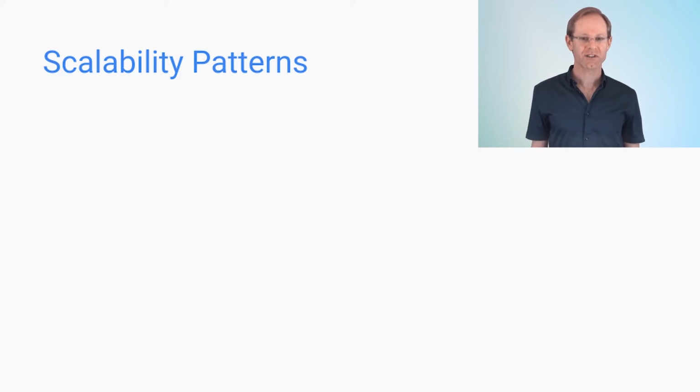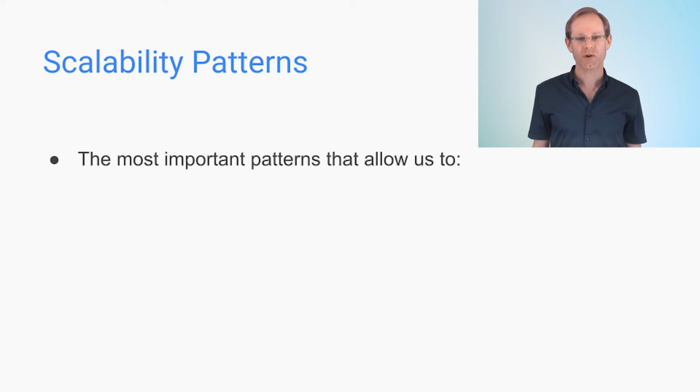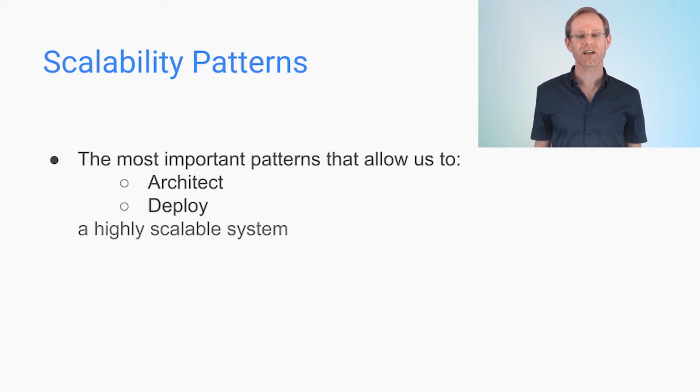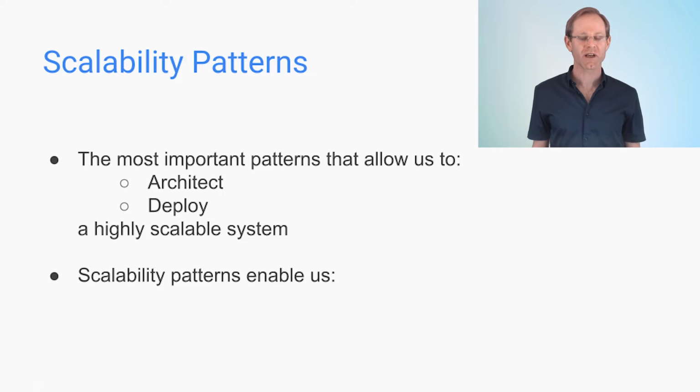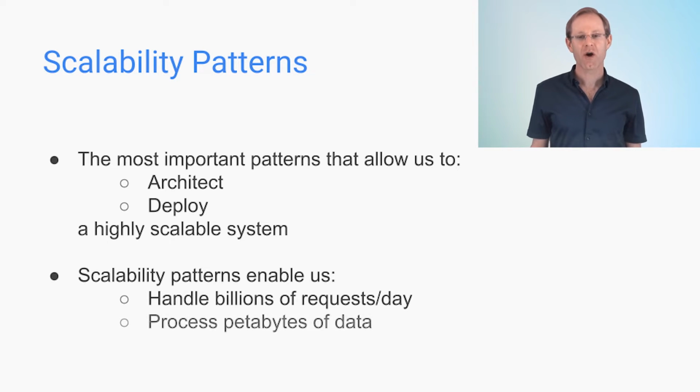Welcome back. In this lecture, we're going to start with the first group of software architecture patterns targeted towards our system scalability. As part of this section, we will learn the most important patterns that allow us to architect and deploy a highly scalable system for every domain and use case. This will enable our business to handle billions of requests per day, process petabytes of data, and most importantly, do it in a cost-effective way in a cloud environment.